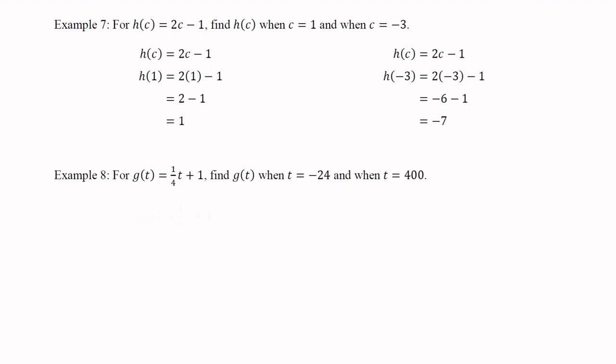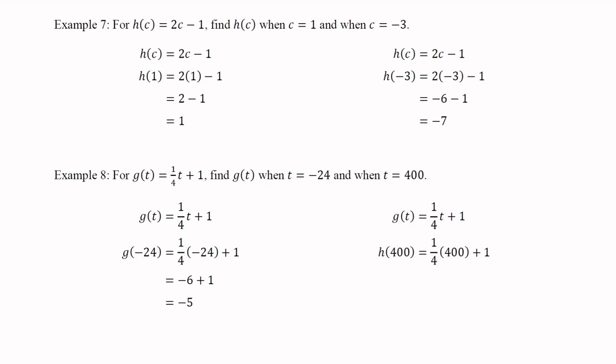For this example, we want to find when t equals negative 24, so we're going to plug in negative 24 for t. 1/4 times negative 24, or you can also say negative 24 divided by 4, is going to give us negative 6. Negative 6 plus 1 gives us negative 5. So g of negative 24 is equal to negative 5. When t equals 400, plug in 400 for t. 400 divided by 4 is 100, and 100 plus 1 gives us 101. So h of 400 is 101.